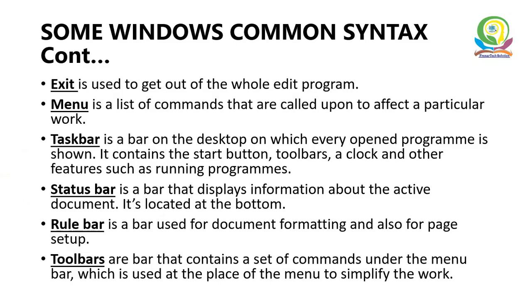The taskbar is a bar on the desktop on which every open program is shown. It contains the start button, toolbars, the clock, and other functions such as running programs. The status bar is a bar that displays information about the active document. It is located at the bottom, and it displays information about the program or the document you've opened.